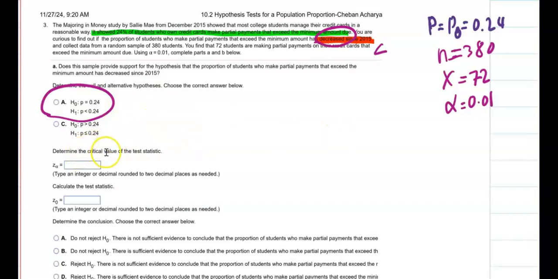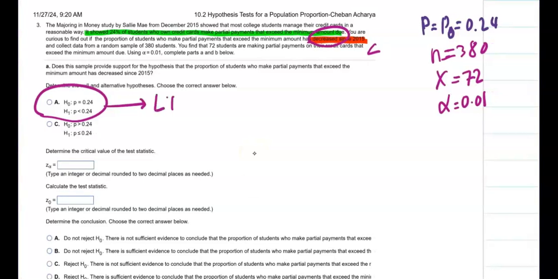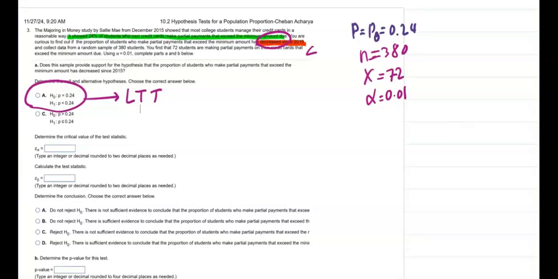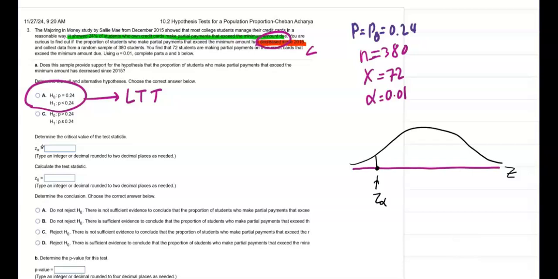Part B, determine the critical value of the test statistic. This is called a left tail test, because it has a less than symbol. Because it is a left tail test, it has only one critical value, called z alpha. So I'm going to draw the graph first. It's called the standard normal curve. This is z. That's what the graph looks like. And this is the critical value z alpha.